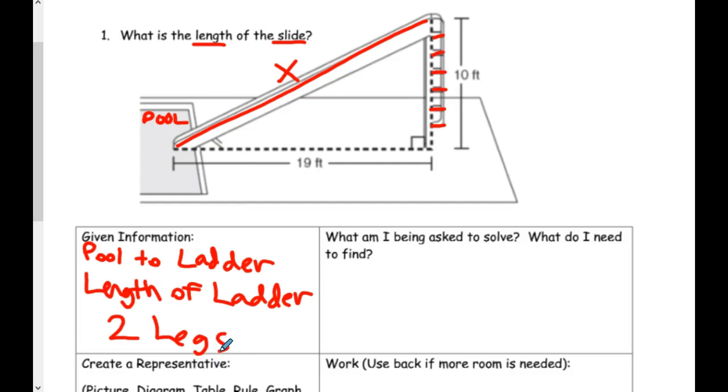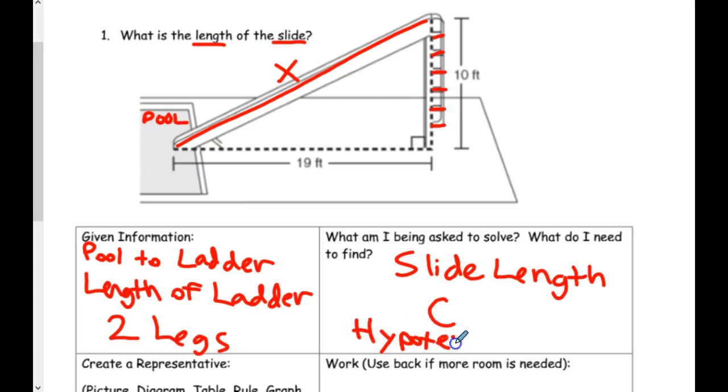What am I being asked to solve? For the slide length, right? Or C is what you're looking for, right? The hypotenuse. So if you can identify that in your word problem, then you can solve for that missing side.